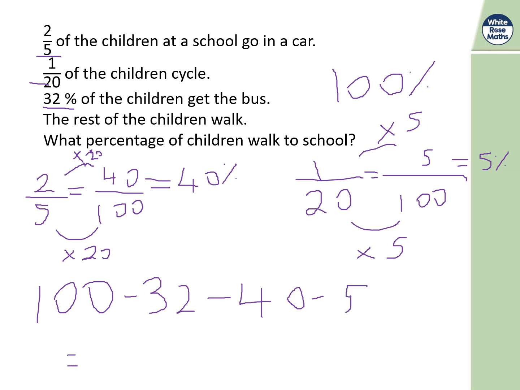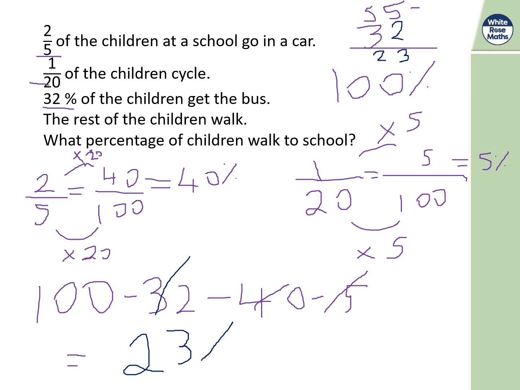So 100 take away 40 will go to 60, so that's minus that. Take away the 5 goes to 55, sorry, I apologise. 55 take away 32, well, let's just work it out here quickly. So 5 take away, should be a 2 there, I apologise. 5 take away 2 is 3, and 5 take away 3 is 2. So the remainder, once you subtract it all, is 23, and then I'm going to stick the percentage sign. So 23% of the children walk to school.